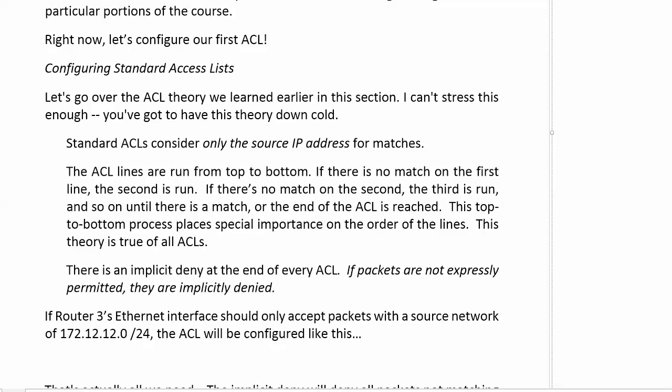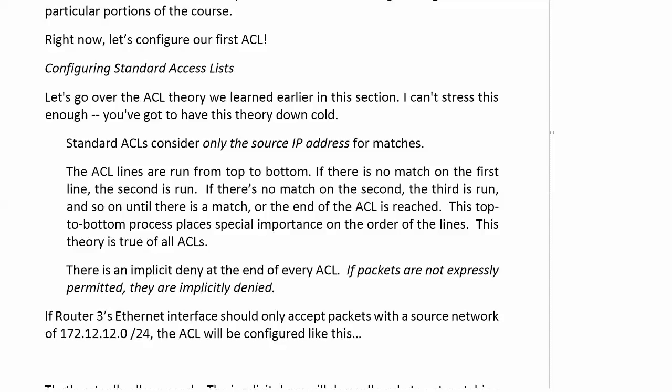Let's quickly go over the ACL theory that we learned in the first video, though, because we've got to have this down cold. Standard ACLs consider only the source IP address for matches. The ACL lines in a standard ACL, just like every other ACL, are run from top to bottom until we get a match. If we don't get a match, the implicit deny at the end of every ACL is going to deny traffic. So again, if packets are not expressly permitted, they are implicitly denied.